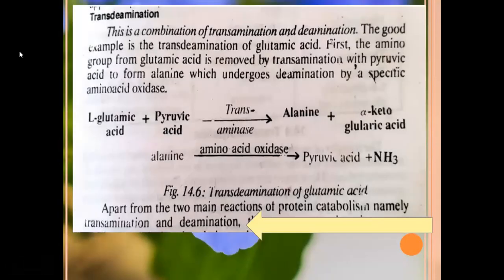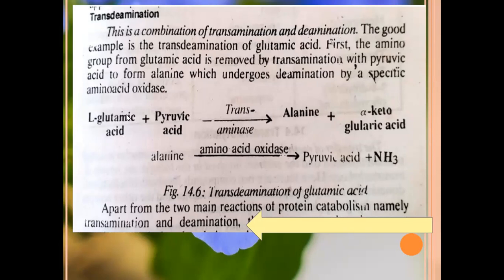And transdeamination. Transdeamination is the combination process of transamination and deamination. Transamination means the process of amino group transfer from an amino acid to a keto acid. After transamination, the continuation reaction is deamination. Elimination of the amino group from the amino acid is called deamination.